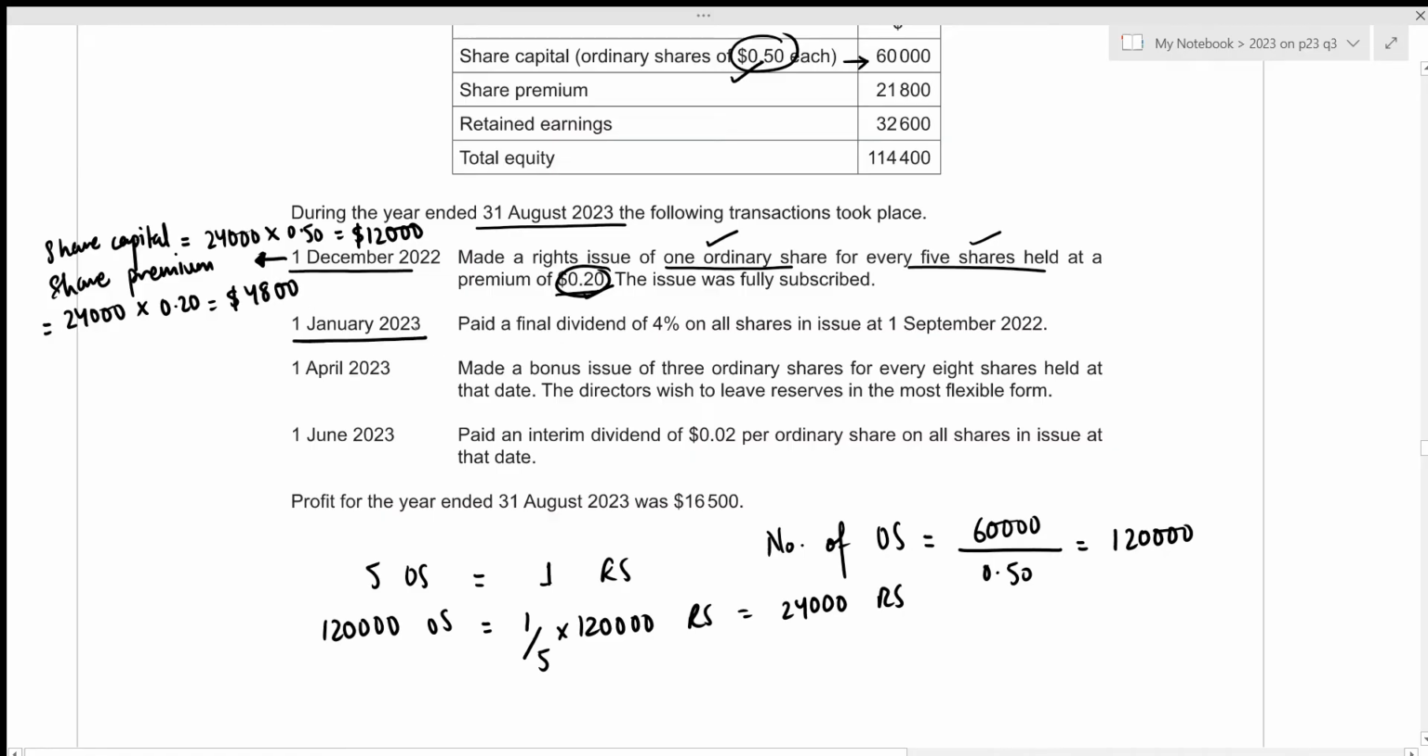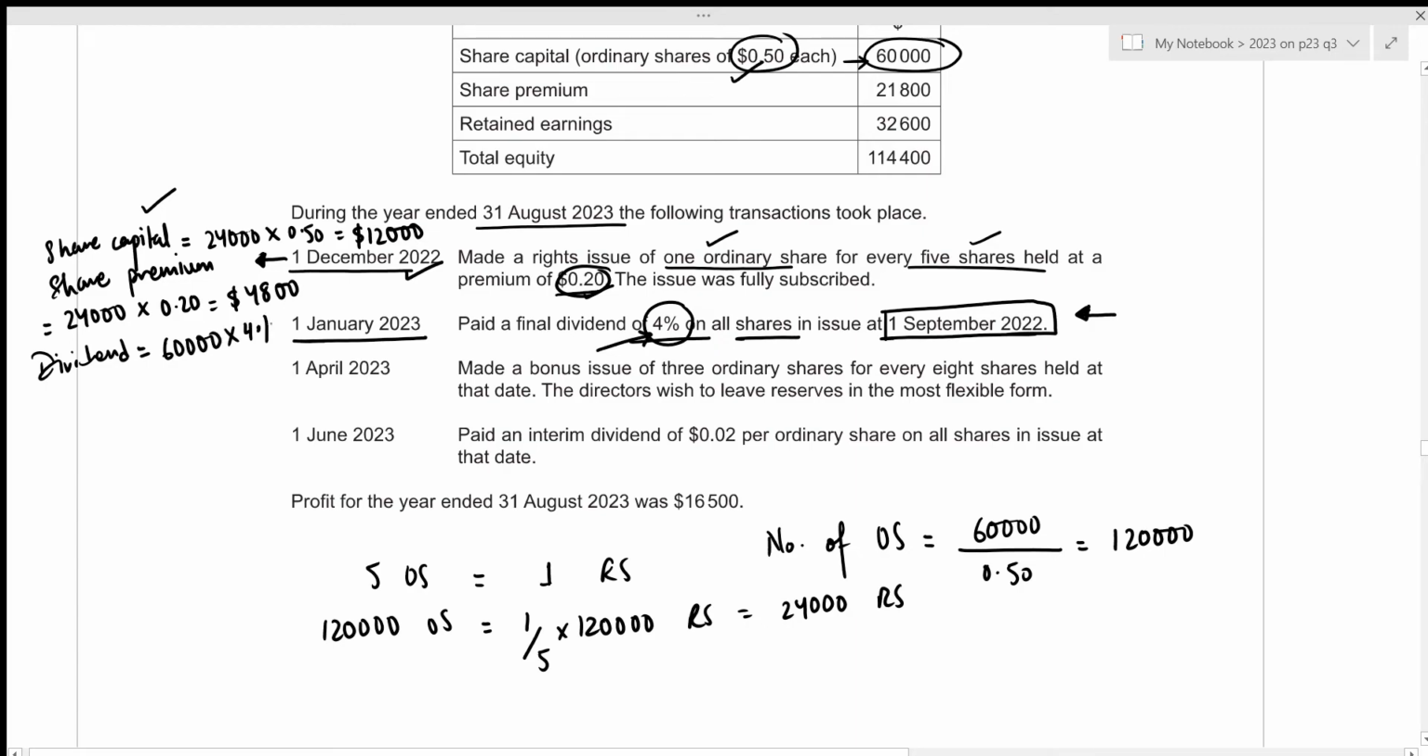Now, at the date of 1st January 2023, the company paid a final dividend of 4% on all shares in issue at 1st September 2022. Okay, and in this case, we are only providing the dividend on all shares in issue at 1st September 2022. But these right shares were not in issue on that date because they were only issued at the date of 1st December 2022, which means that we need to pay this 4% dividend only on the existing ordinary shares at the opening date. So our dividend amount is just going to be the value of our share capital, which is 60,000, multiplied by the rate, which is 4%. This gives the amount of 2,400.